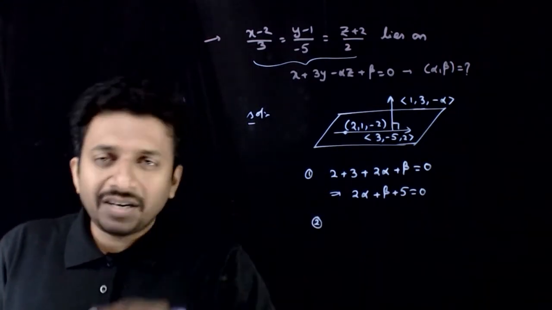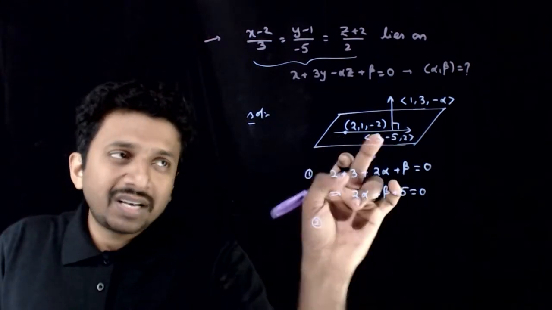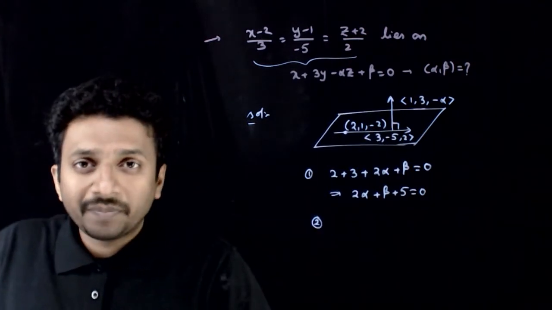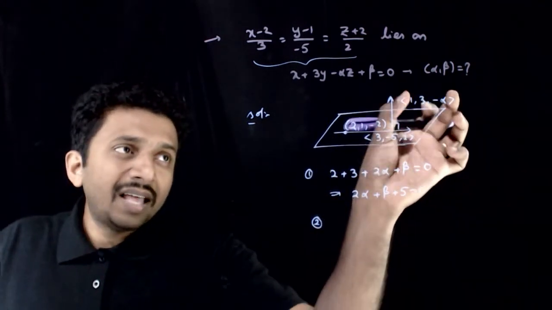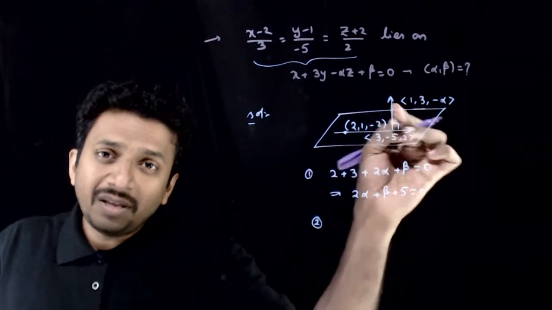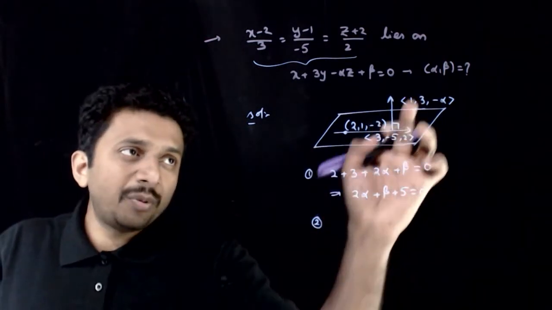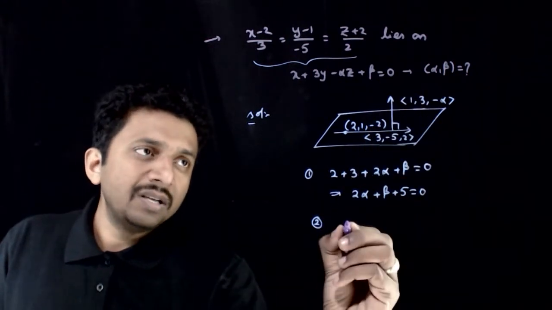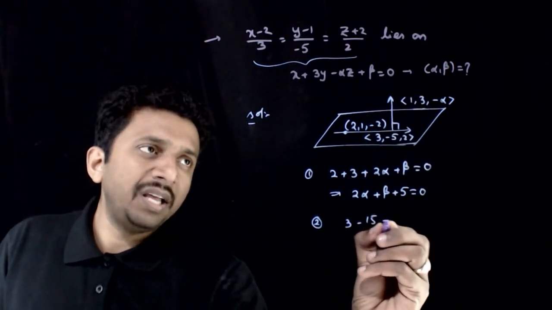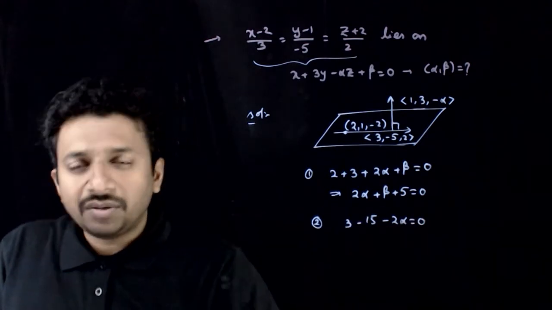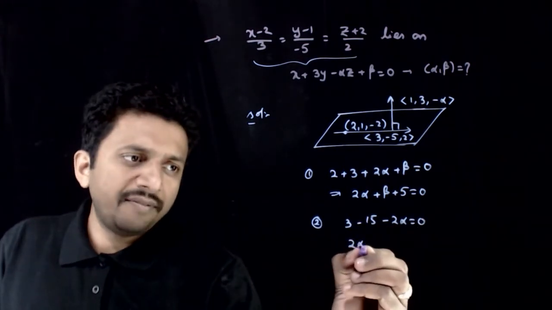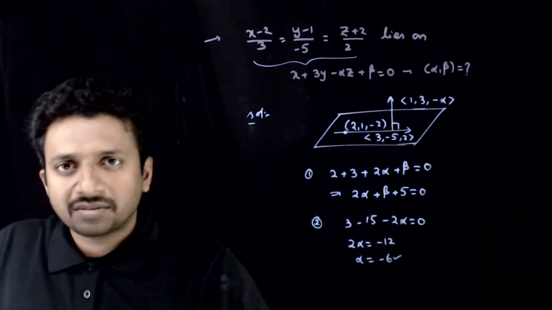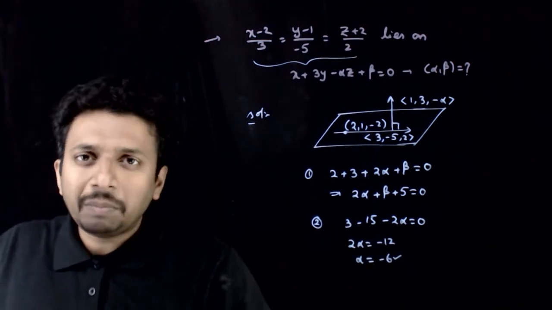If you go to the next condition, the DRs of this line lie on this plane. So this line has to be perpendicular to the normal. So the DRs of this line and the DRs of this normal have to be perpendicular to each other. That means the dot product of these two has to be equal to 0. So let us do the dot product of these two. So 3 minus 15 minus 2 alpha is equal to 0. So 2 alpha is equal to minus 12. Alpha is equal to minus 6.